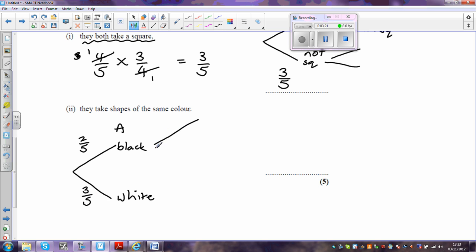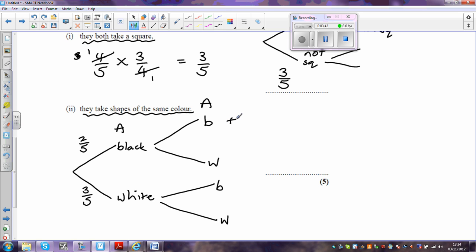Now along comes Bashir. I'll just write B and W this time: he could get a black or a white, and if Alec got a white, then again Bashir could get a black or a white. And let's have a look at the probabilities. Again, we don't need all of them because the question is asking what's the probability that they take 2 shapes of the same color. So I'm only interested in either Alec getting a black and Bashir getting a black, or both of them getting a white. So I only need to fill in the probability here and here.